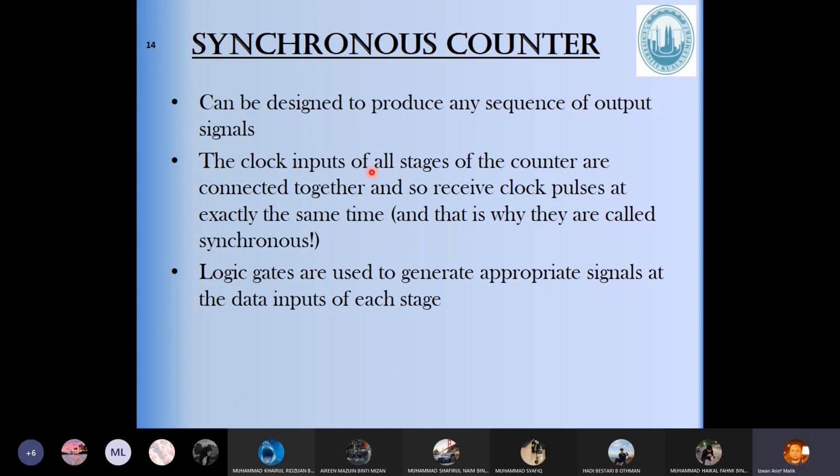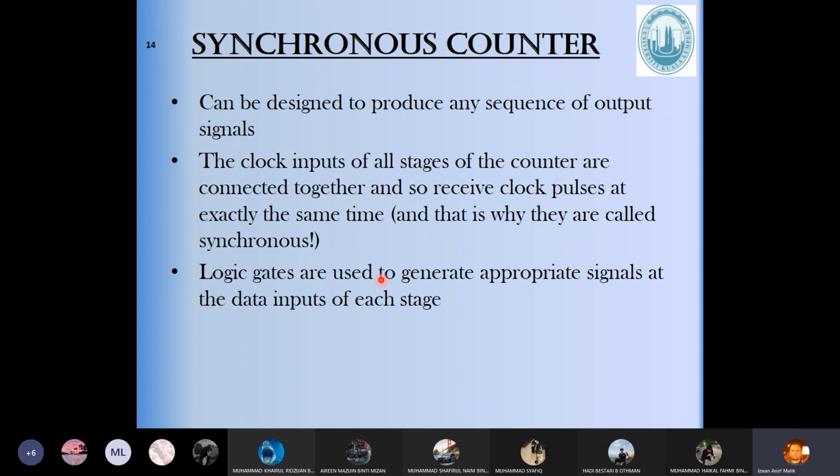Okay, and then the clock inputs of all stages, which is all the flip-flops of the counter, are connected together and so receive clock pulses at exactly the same time, and this is why they are called synchronous. Okay, so if you have 3 flip-flops for your counter, meaning that all of the clock source are coming from the same source. 4 flip-flops, then sama juga, source yang sama.